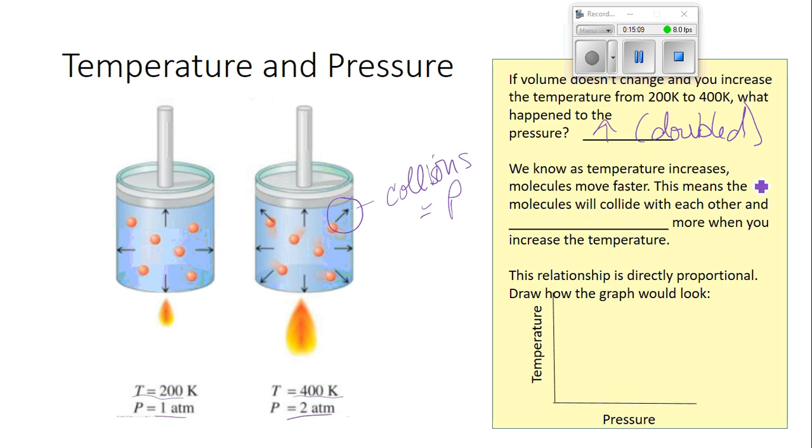We know as temperature increases, molecules move faster. This means the molecules will collide with each other and the walls, like whatever container it's in, more when you increase the temperature. This is also directly proportional. So if I think about low pressure, low temperature, and high pressure, high temperature, this is my directly proportional graph again. As one goes up, the other goes up. That's what it means to be directly proportional.